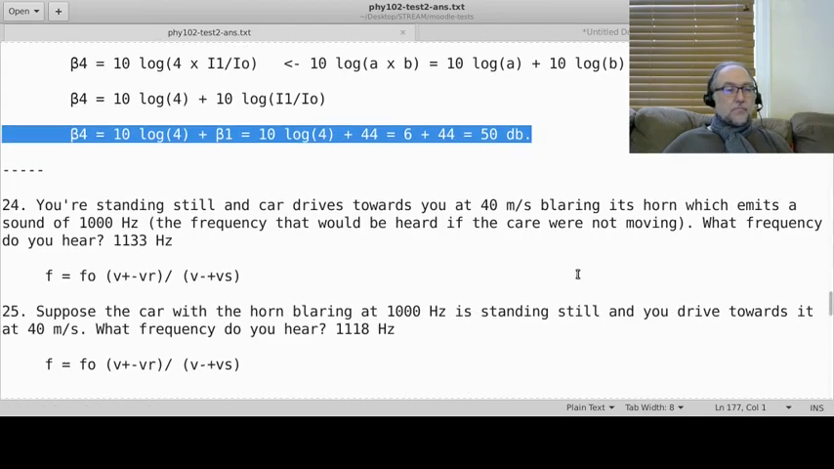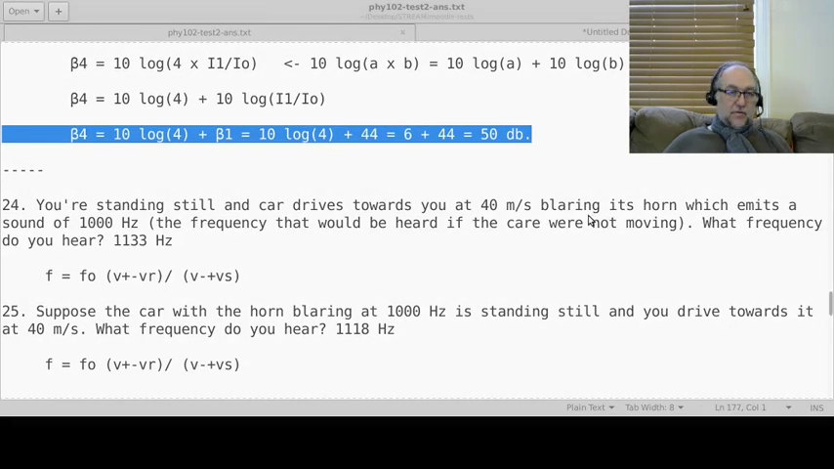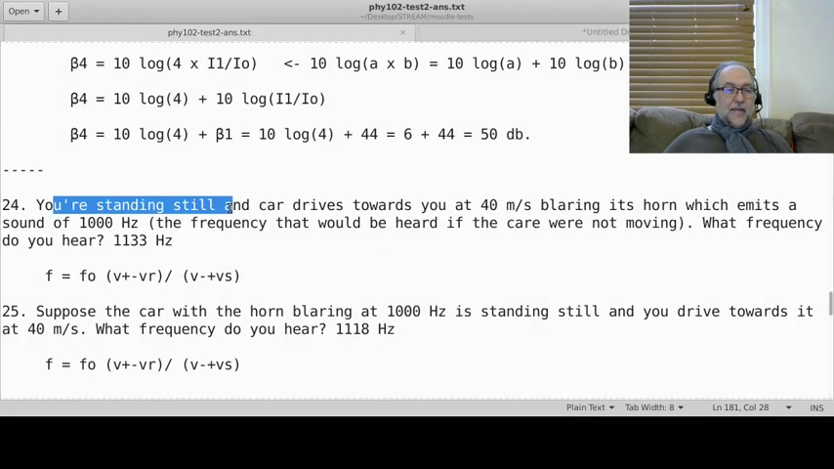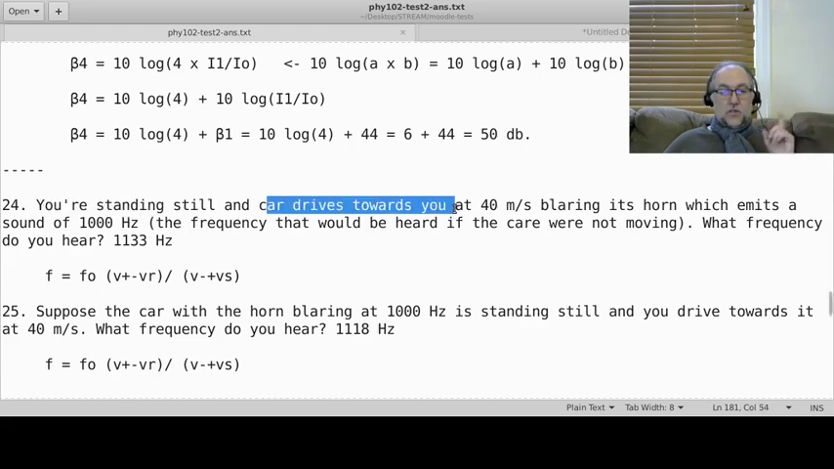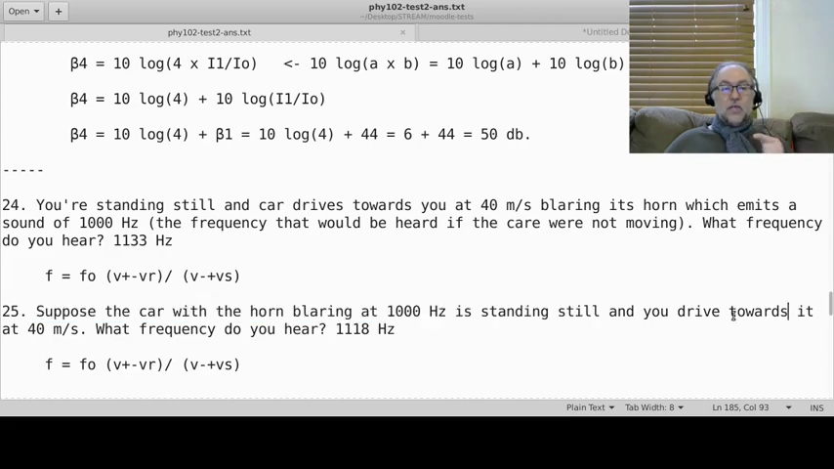All right. The next two problems were about the Doppler effect. And in one of them, you're standing still and the car is approaching you, and the car has the horn blaring. So the car is the source. So you, the receiver, are standing still and the car, the source, is approaching you. In the second one, the source is standing still and you, the receiver, are approaching it. So it's the other way around.